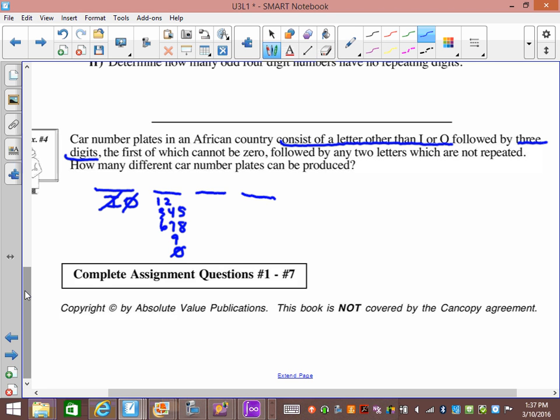Followed by any 2 letters which are not repeated. So any 2 letters can be here, but they both just can't repeat. So you can't have like DD or CC. It doesn't say anything about them not repeating with the first letter. It just says that these 2 can't repeat each other.